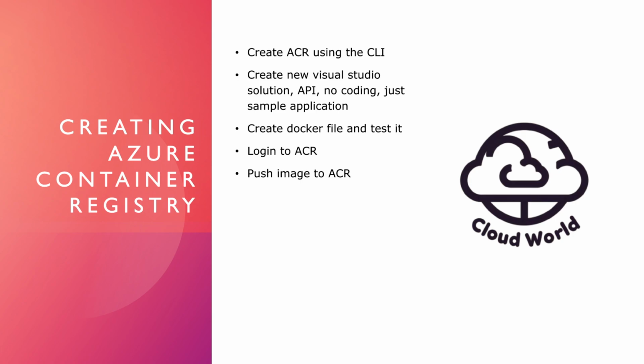After that, we are going to be creating an Azure Container Registry, also known as ACR in the industry, also using the CLI. From there, we are going to be using the .NET tools in order to create an API. We are not going to do any coding initially. We are just going to be creating a sample application. Working together with the ACR, we are going to deploy this new image into it. So we will see things like how to log in to the ACR and how to push an image to it.